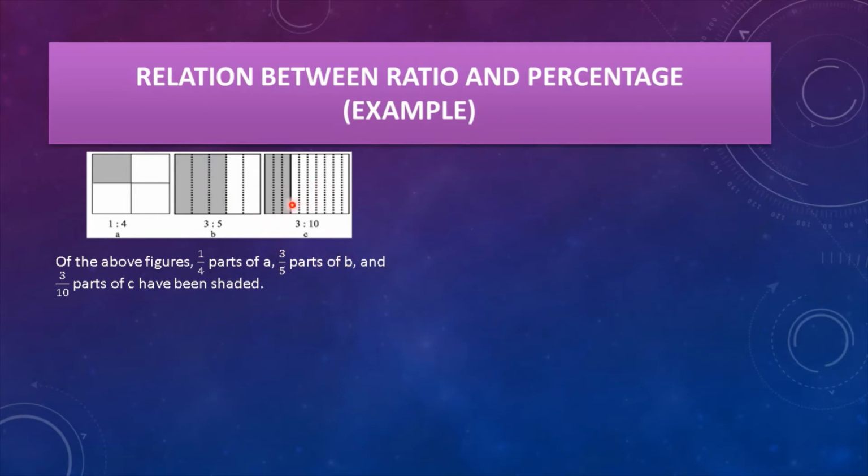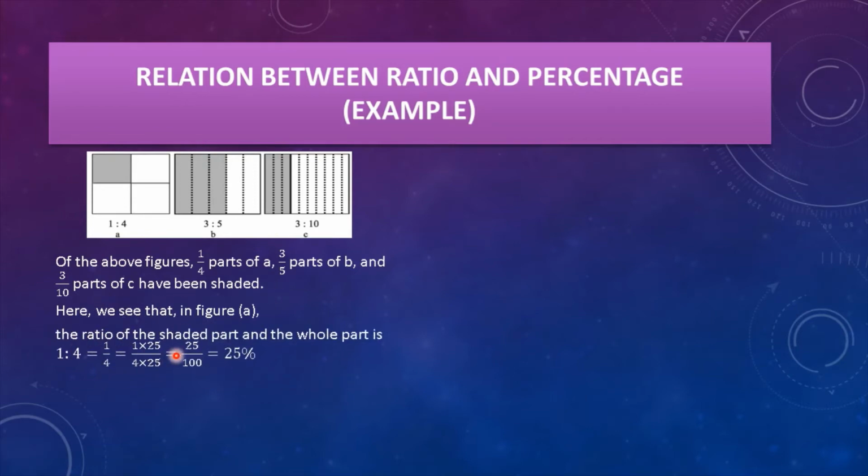And in here 1, 2, 3, 4, 5, 6, 7, 8, 9, 10. There are 10 parts in total in here. So we write 3 parts are shaded, 3 by 10 parts of C have been shaded. Here we see that in figure A, the ratio of the shaded part and the whole part is 1:4. That means 1 and the full part is 4.